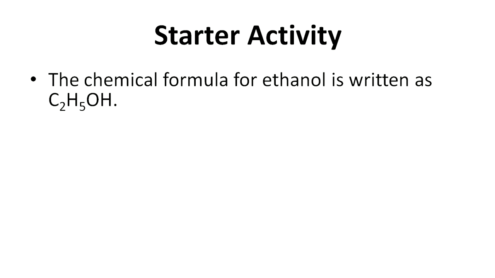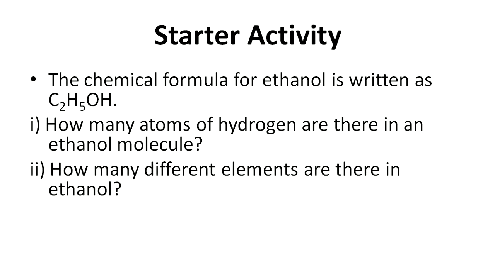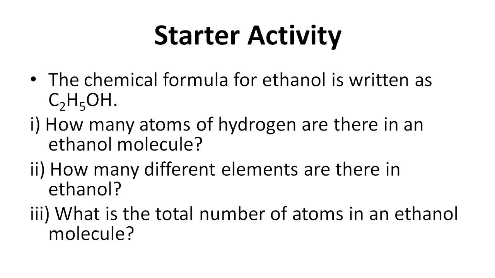Start activity. The chemical formula for ethanol is written as C2H5OH. Question 1. How many atoms of hydrogen are there in an ethanol molecule? Question 2. How many different elements are there in an ethanol molecule? And question 3. What is the total number of atoms in an ethanol molecule? Pause this video and go through the questions.